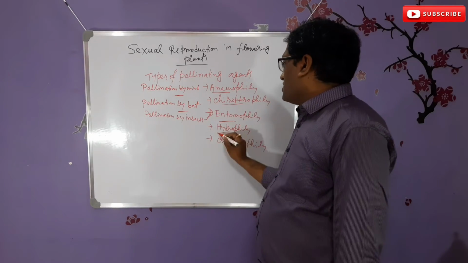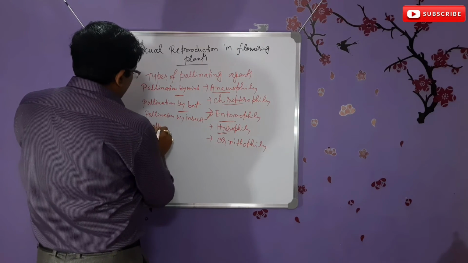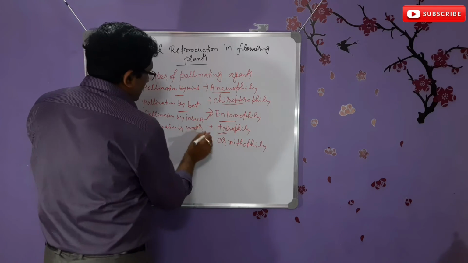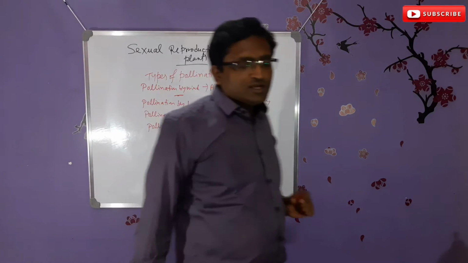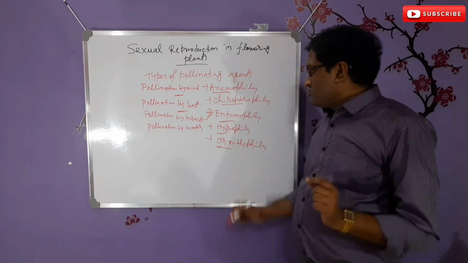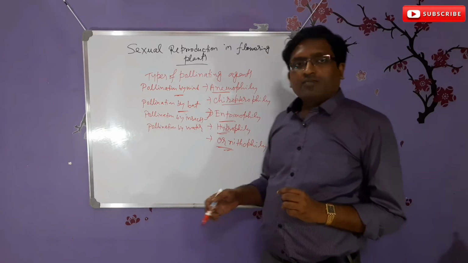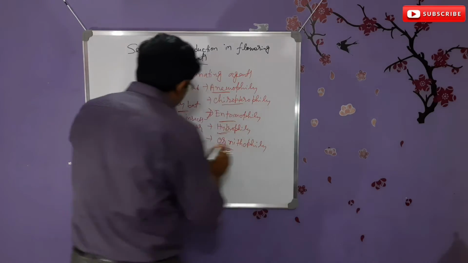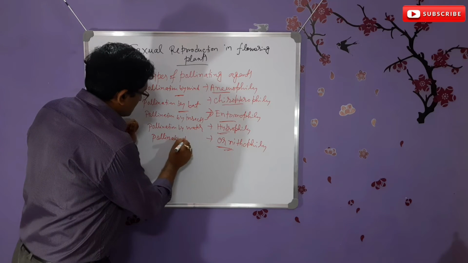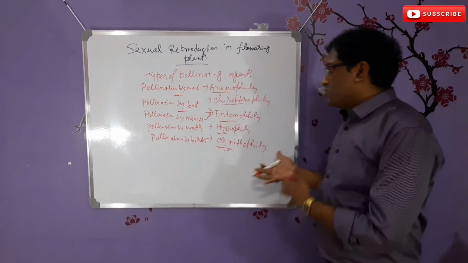Then comes hydrophily. Hydro means water. So we can say it is the pollination by water. And ultimately there is ornithophily. Ornithology is the topic, ornithology means the study of birds. So from the word ornitho we can deduce that it is the pollination by birds. So we can write that pollination by birds is known as ornithophily.